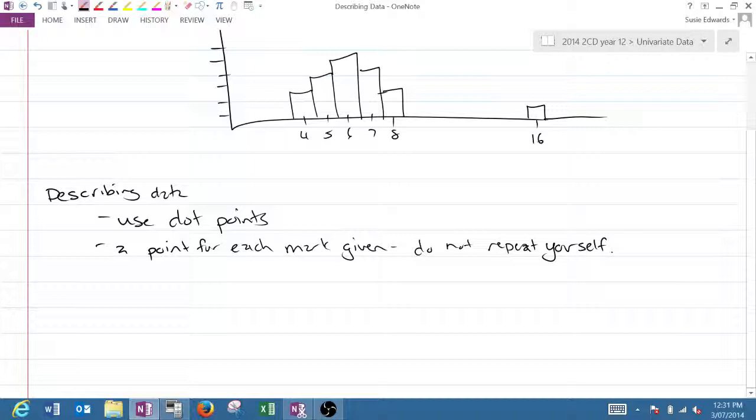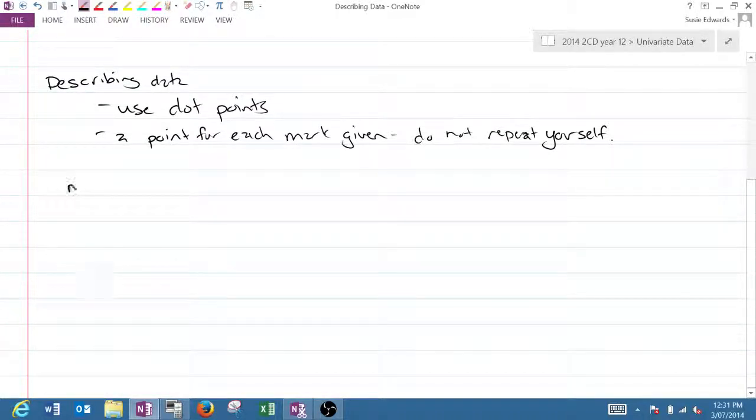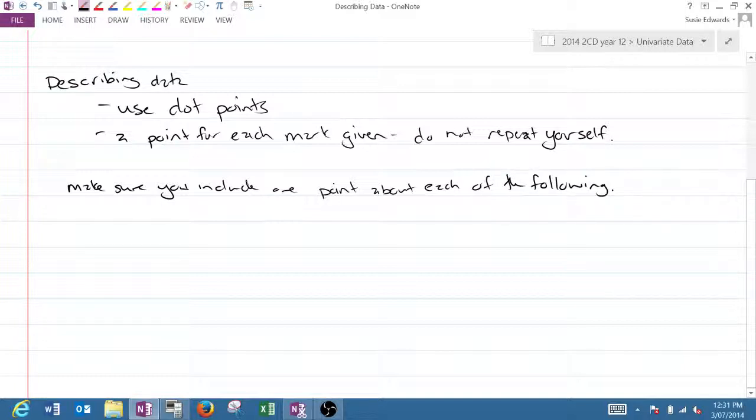But we talk about a couple of different things we need to talk about. So make sure you include one point about each of the following. The first one is called the location. The location talks about, you need to talk about the mean or the median. Okay, so the middle of the data. So one or the other is fine.